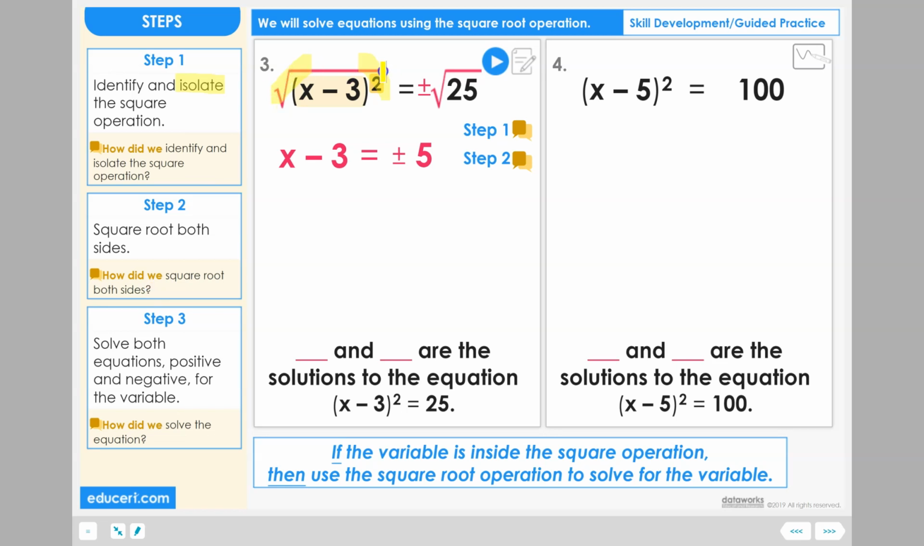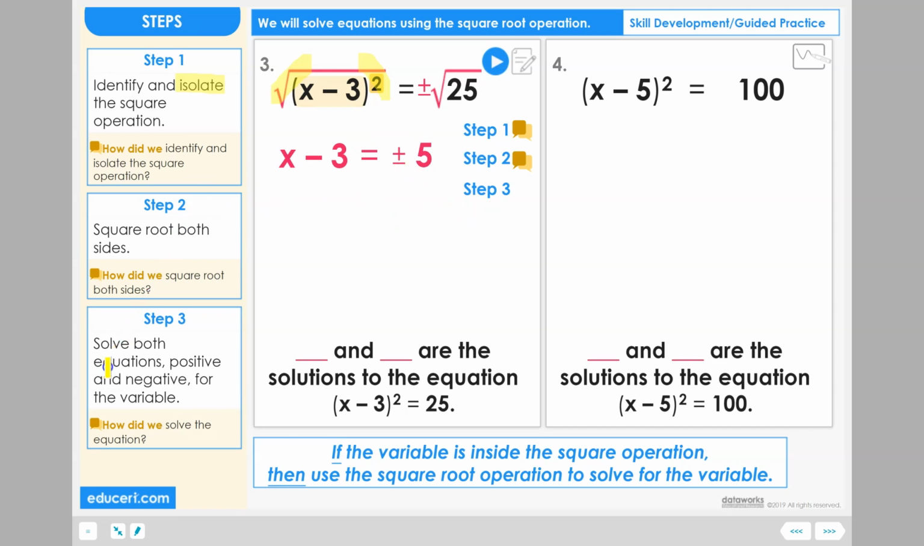To square root both sides, we drew a square root symbol over the entire left side and entire right side of our equation. On the right side of the equation, the square root of just the number, we also included our positive and negative or plus minus symbol. The square root operation on the square expression allowed the internal expression to come out, x minus 3, and the square root of 25 was 5, so we have a plus and minus, positive and negative 5.